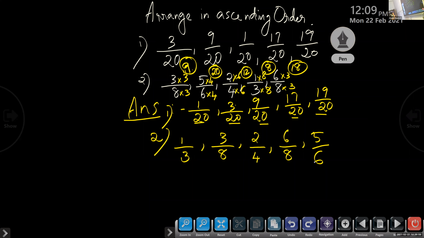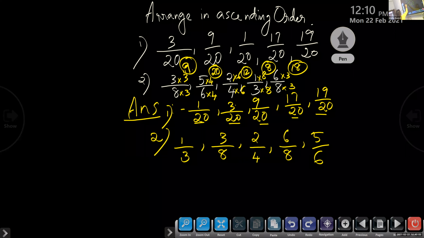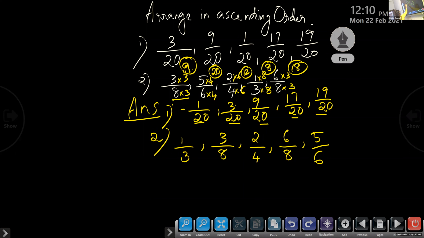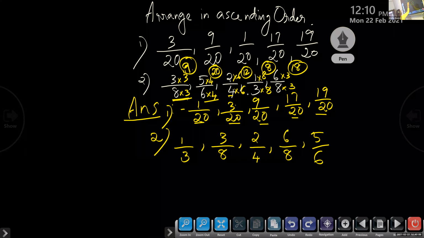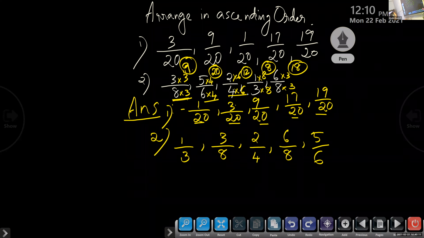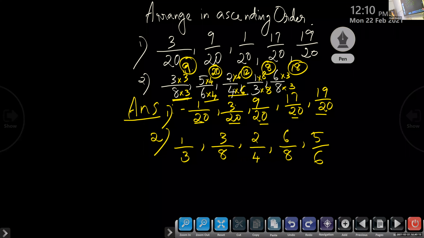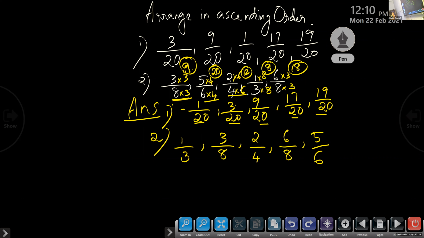So first of all, you have to make the common denominators. If you multiply with 3, you will get 24, 6 into 4, 4 into 6, 3 into 8, 8 into 3. So here 24. Look at the numerators. Write the numerators from small to big. That is the answer we will get.